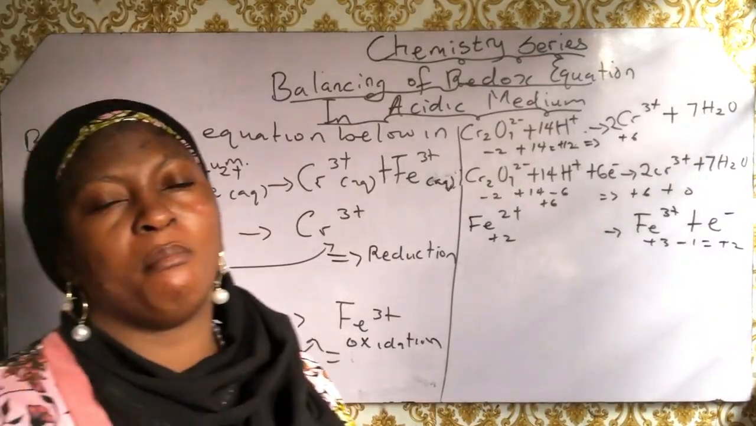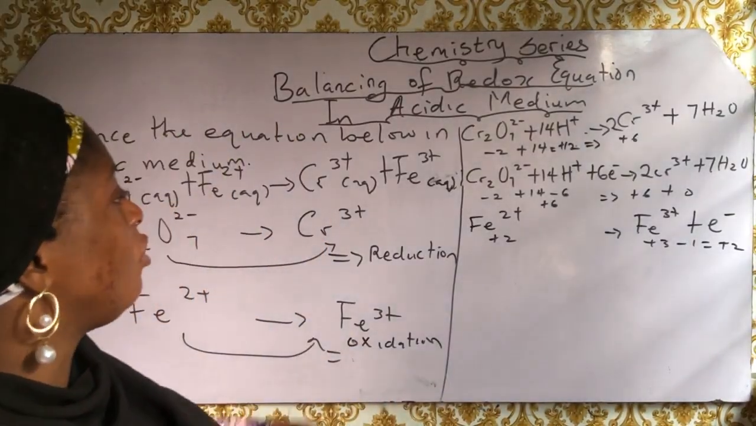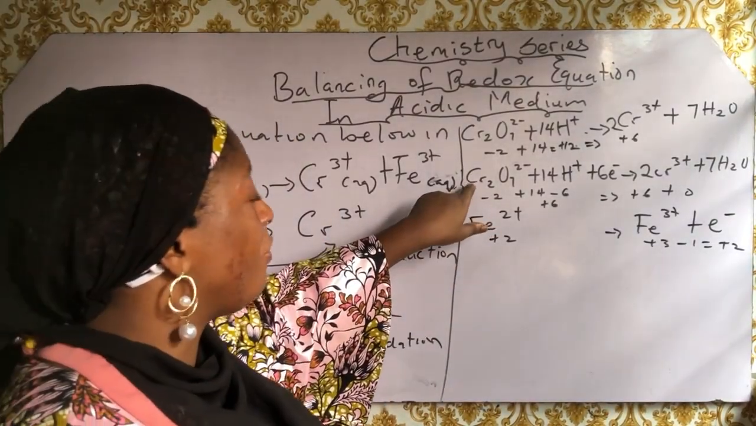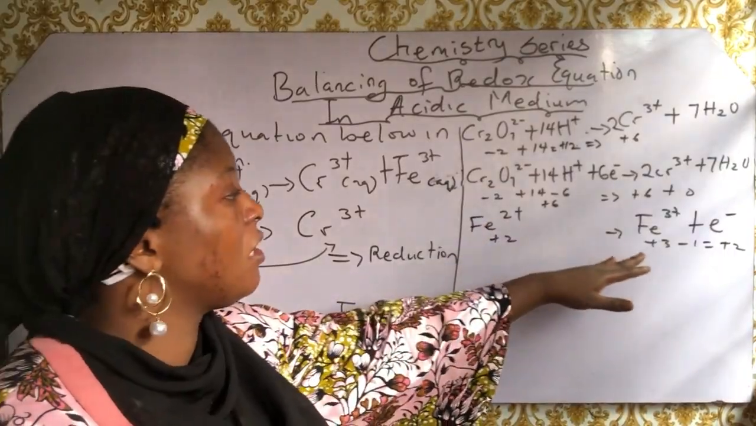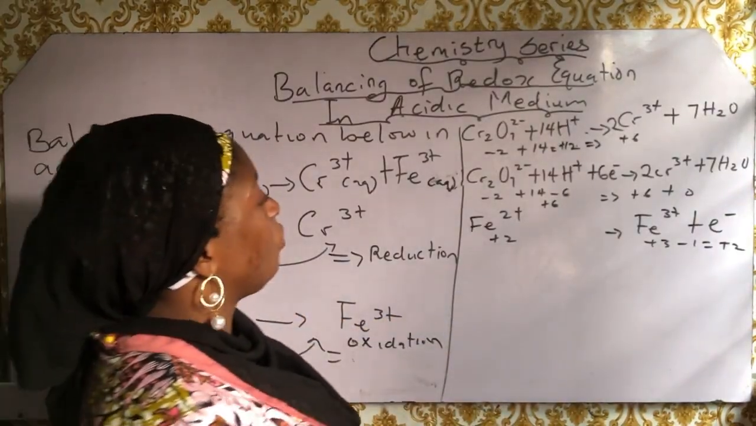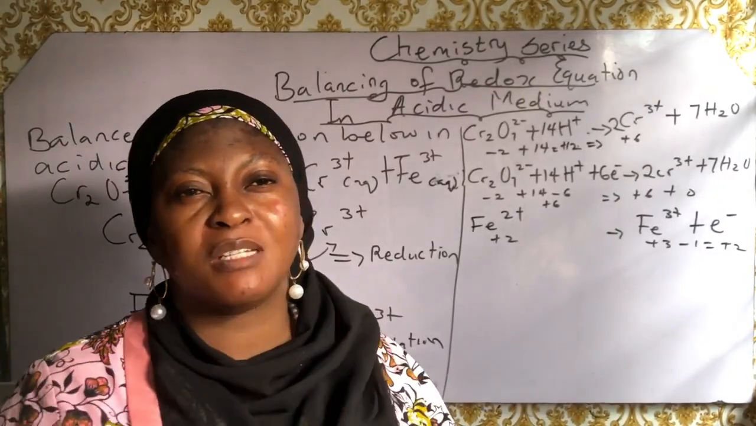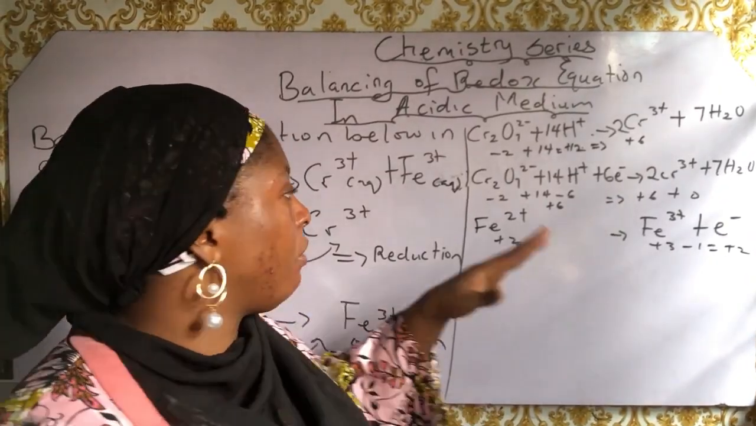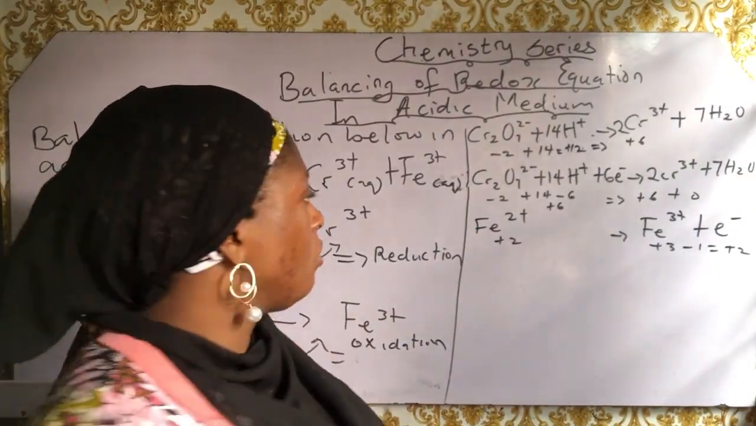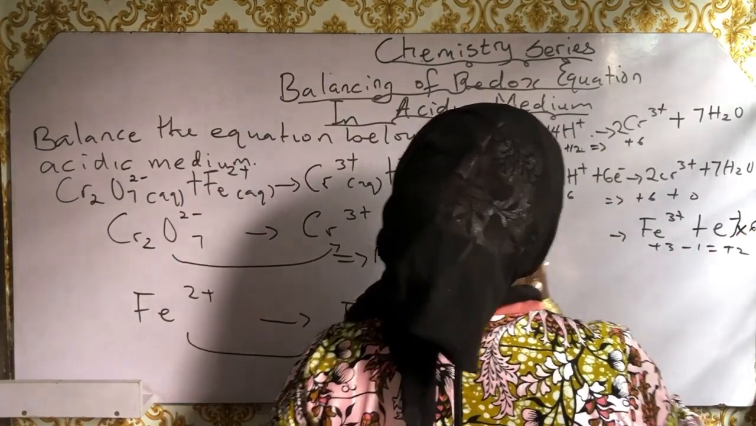Now you need to combine the half reactions. But before you combine the half reactions, you have to make sure that the number of electrons in the first half reaction is the same as the number of electrons in the second half reaction. In the first half reaction, we have 6 electrons, and in the second half reaction, we have 1 electron. Which means you need to do what? Multiply the second half reaction by 6. So this will be times 6.